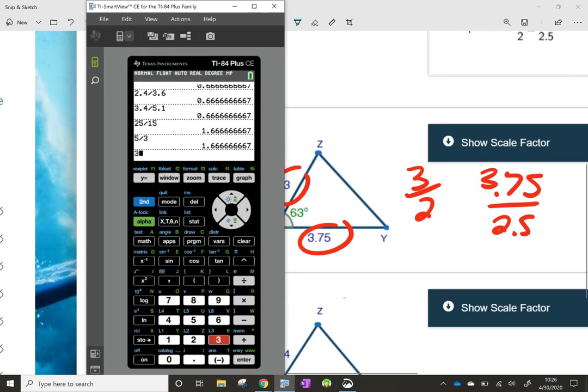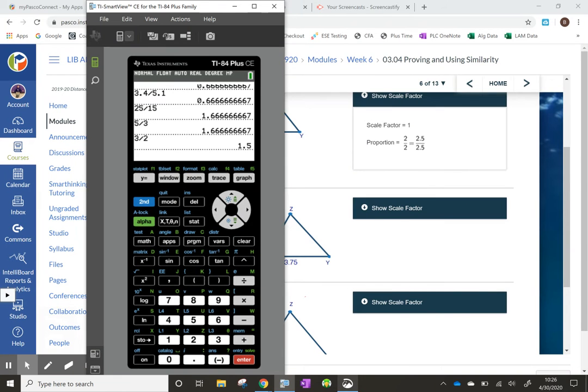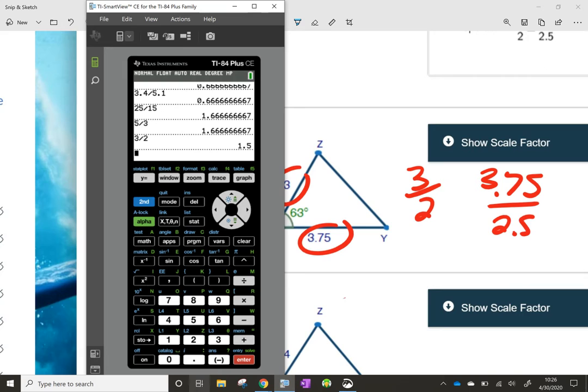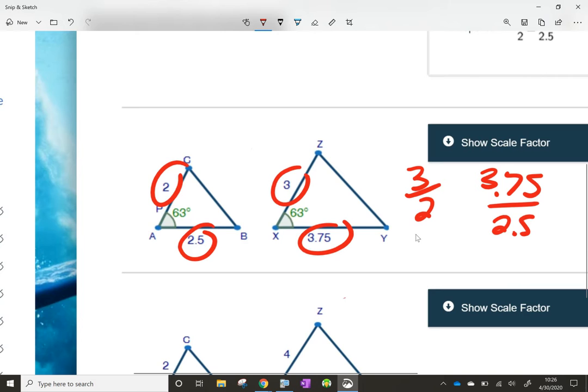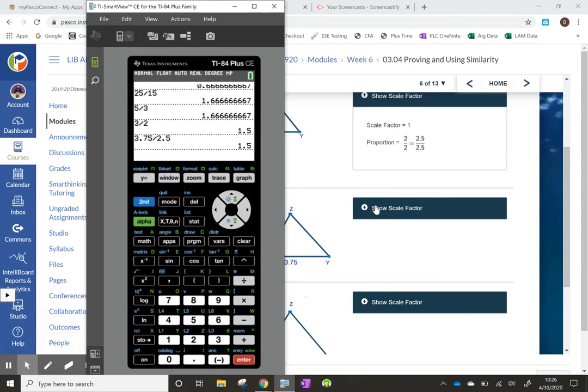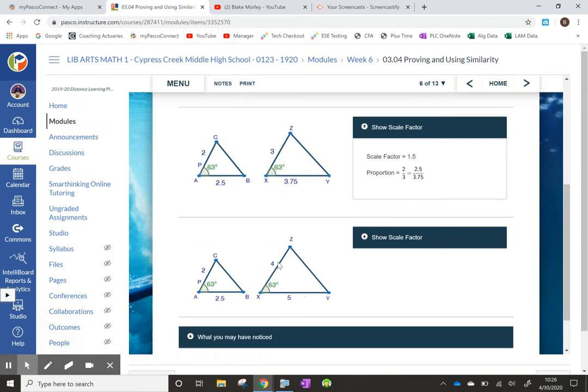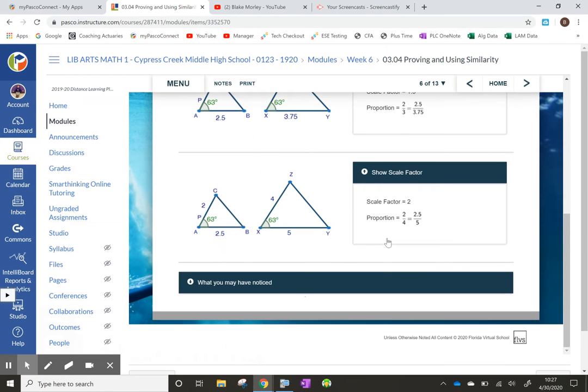So if we take 3 divided by 2, we get 1.5, and if we take 3.75 divided by 2.5, we get the same thing, 1.5. So our scale factor is 1.5, and the two triangles are similar. So if we check the answer here, it should say 1.5, right? This one's a little more obvious. If you see how you get from the small one to the big one, from 2 to 4 and 2.5 to 5, the scale factor here is just doubling it. So the scale factor there must be multiplying by 2.